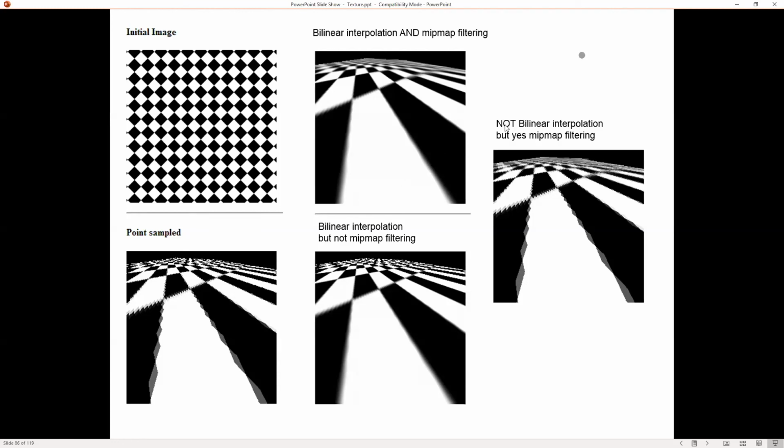Here we are not doing the bilinear interpolation, right? Because this is where the magnification bilinear interpolation happens. We have not done that, but we did do mipmap filtering, which is smoothing out what's going on in the back. And then here we've turned on both. Both are turned on in order to get this kind of effect.